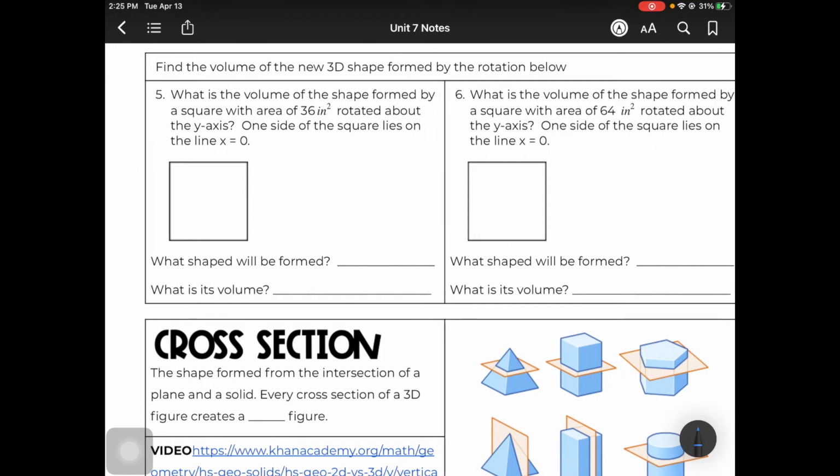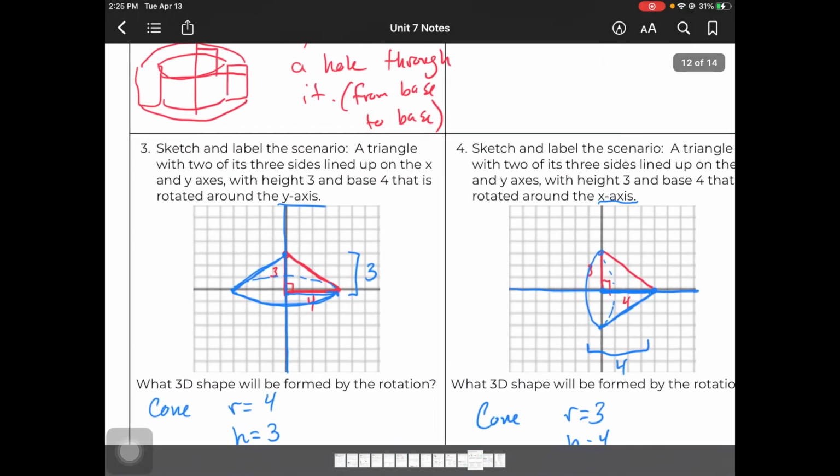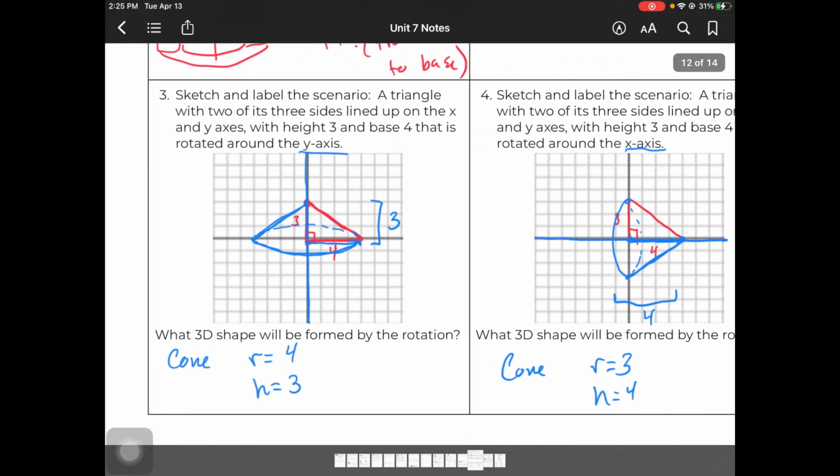Now with this example, we are supposed to find the volume of this new 3D shape formed by rotating a 2D shape around an axis like we've been doing. But like you kind of saw, I'll even go back to the previous page. When you make this rotation, you can get the dimensions of these figures. So like on 3 and 4, these cones here, we could find the volume of those cones because we know the volume formula for cones because we now have the radius and the height.